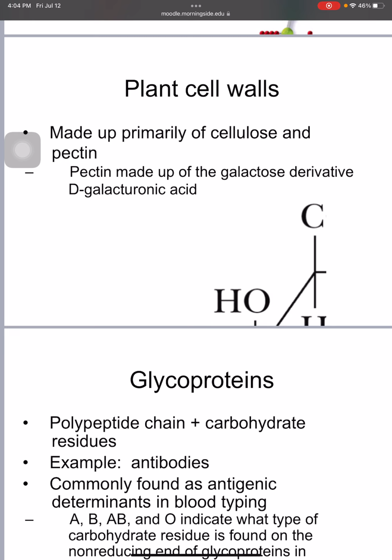We were talking about quote-unquote roughage before. Pectin is also included in that term. Pectin and cellulose are the two primary components of what is typically called roughage.